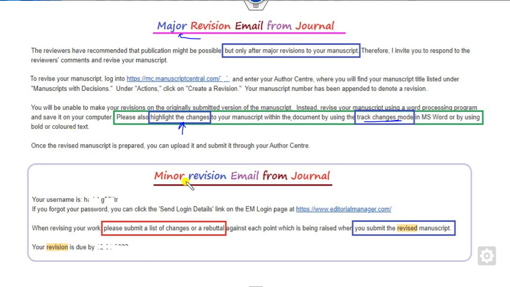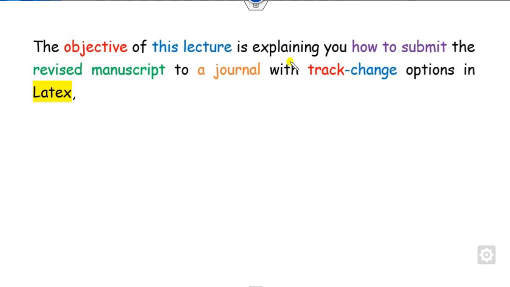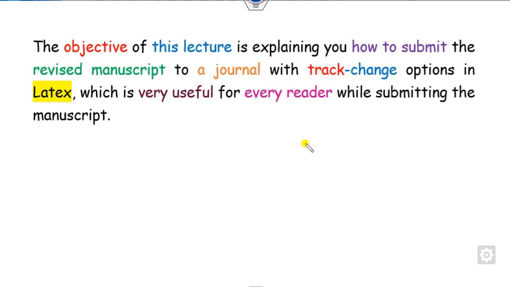Similarly, if you get the minor revision, again you will see: please submit a list of the changes or the rebuttal while submitting the revised manuscript. So what is the meaning of track changes and how can you utilize this in LaTeX? The objective is to explain how you can submit the revised manuscript to any of the journals by using the track change option in LaTeX, which is very useful for every reader while submitting their revised manuscript.